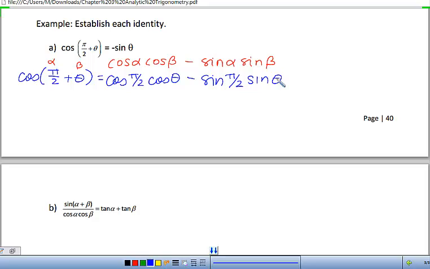Okay, so my next step then is going to be to evaluate the functions that I can. And of course I know that cosine of pi over 2 is 0. So we've got 0 times cosine theta. And sine of pi over 2 is 1. Okay. And so, of course, 0 times cosine theta is 0. And then 1 times sine theta is sine theta, but we've got the minus here. So we find that it is indeed equal to negative sine theta.